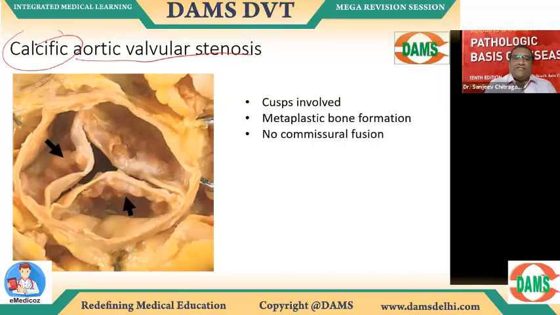What is happening in calcific stenosis? The one very important thing: cusps are involved in this. There is calcification happening in the cusps. Very important to note, there will be no commissural fusion. Look at this, the commissures, I'm marking here, are free, not fused, and there is formation of calcification. The black arrows that I have pointed out are the calcified areas. And there can be metaplastic bone formation seen in calcific aortic valvular stenosis.